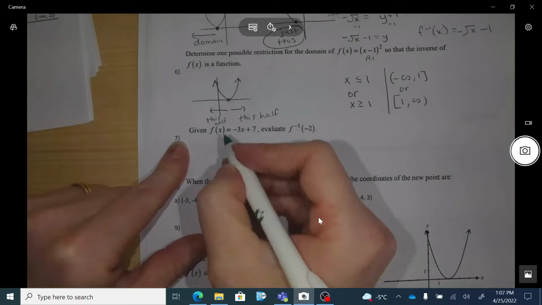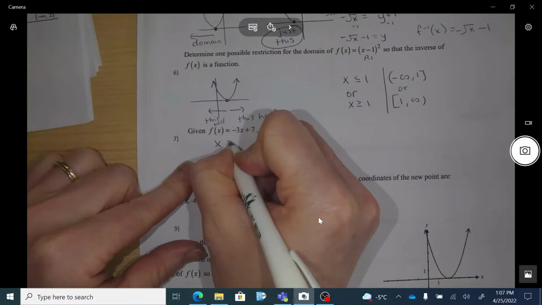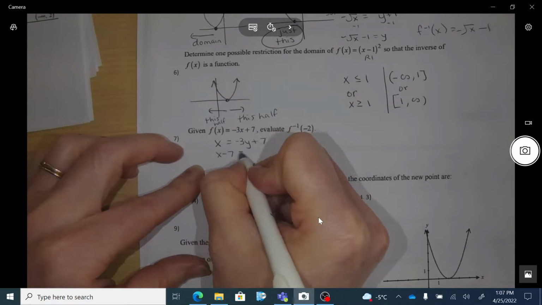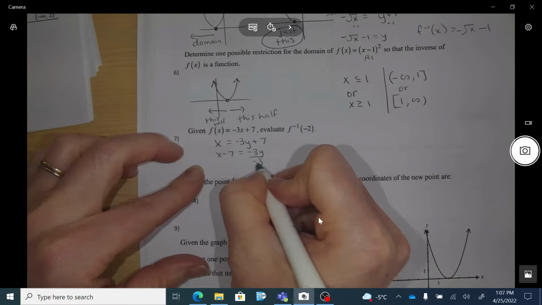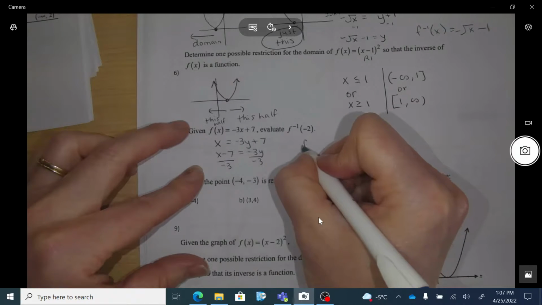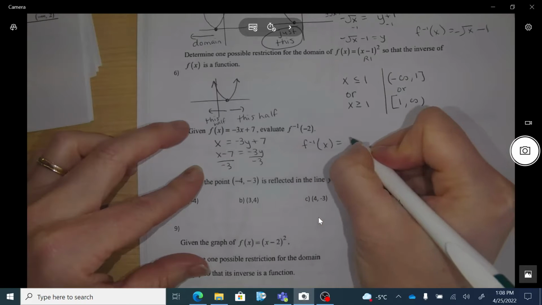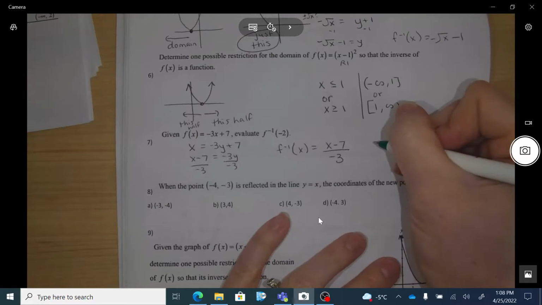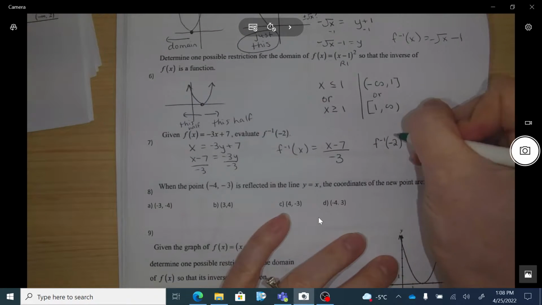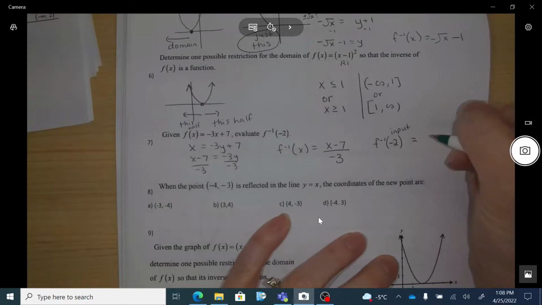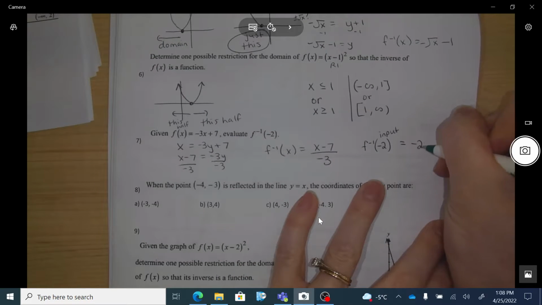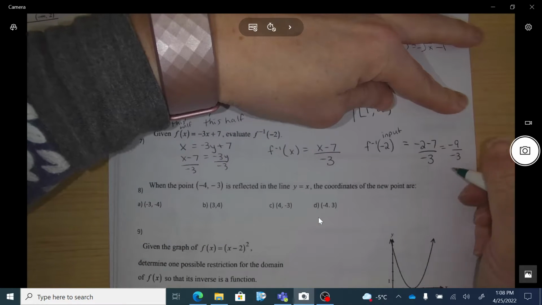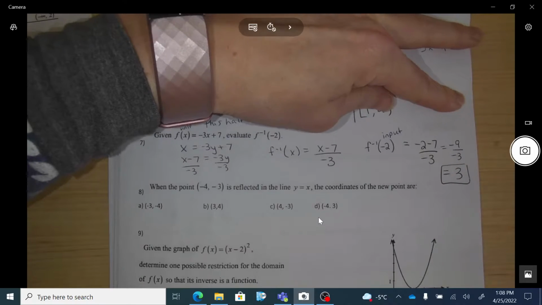Okay, given this, evaluate. So I'm going to do the switch. So x equals negative 3y plus 7. That's the switch. X minus 7. Divide by negative 3. So the new function equals x minus 7 over negative 3. And now I'm going to input a negative 2. So negative 2 minus 7 over negative 3 equals negative 9 over negative 3, which is 3.